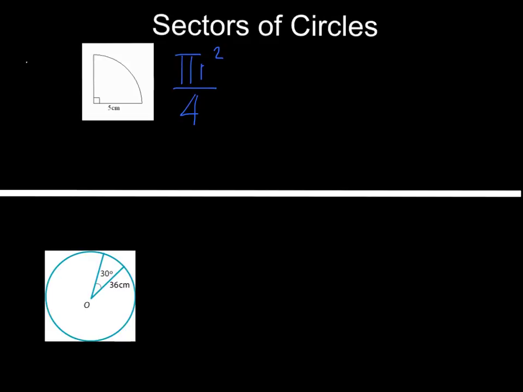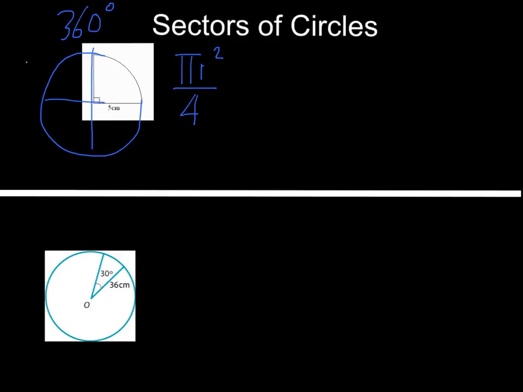But as you can see with this bottom one, it isn't always a semicircle or a quarter of a circle. So we need to find another way to work out the area of a circle. In this case, it's the ratio of the angle size. So if we look at how many degrees there are in a full circle, there are 360 degrees in a full circle.